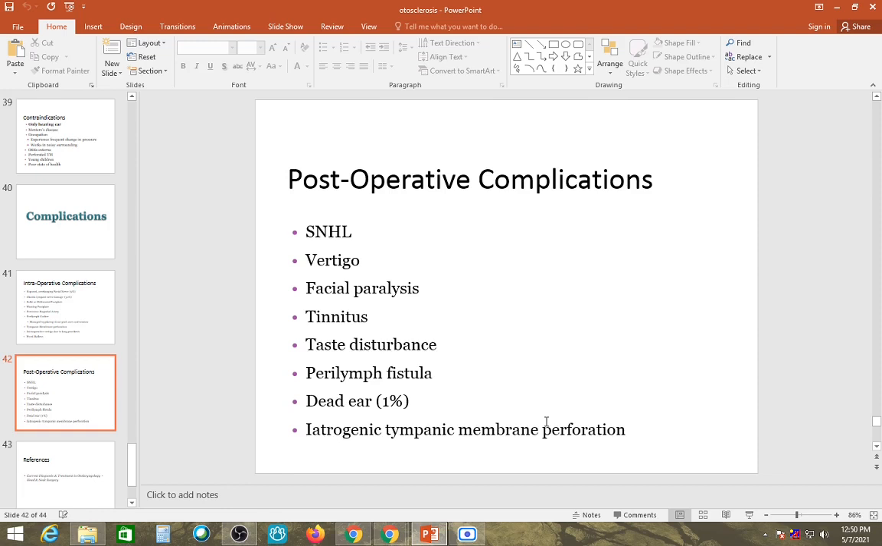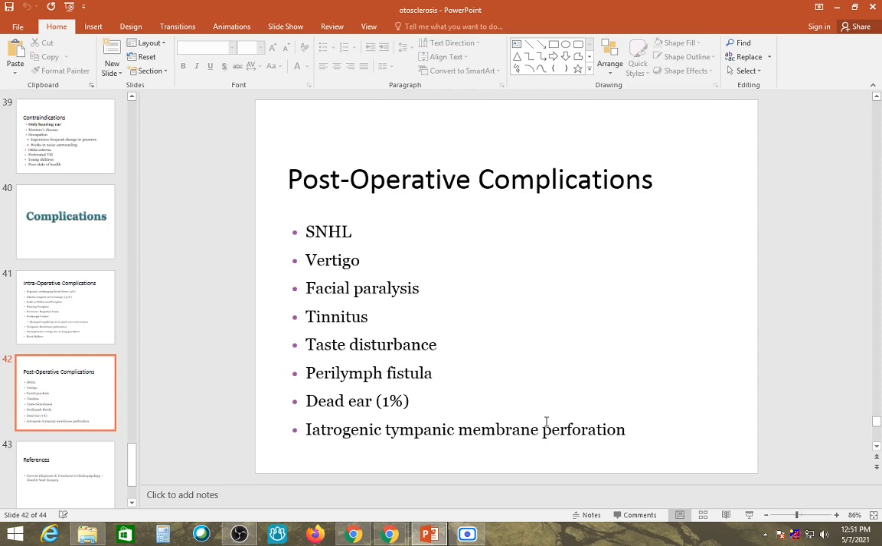Iba, can you read? Vertigo? Yes. Operative complications: SNHL, vertigo, paralysis, perilymph fistula, 1%, iatrogenic tympanic membrane perforation. These are the most complicated.